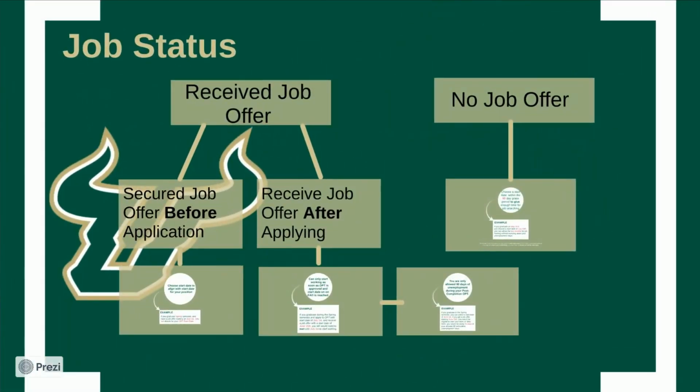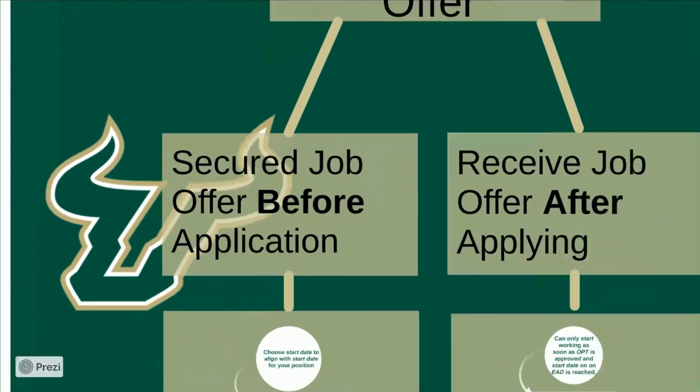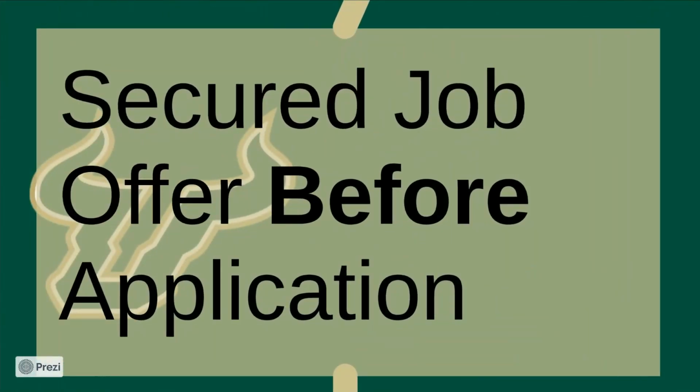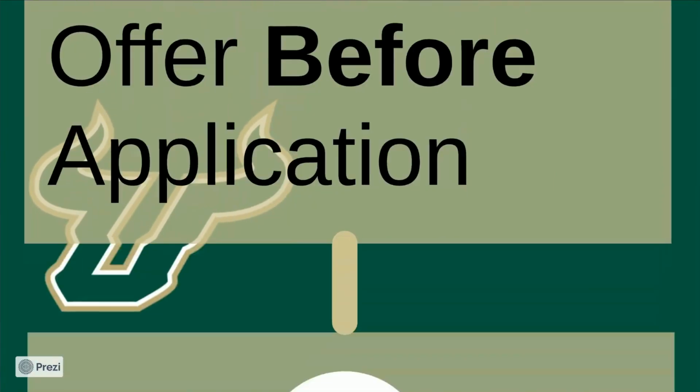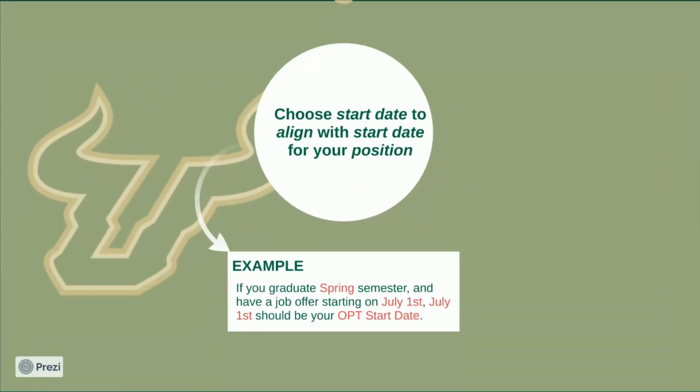The first factor you need to consider when choosing your start date is your job status. If you have secured a job offer before putting your application in, you may choose your start date to align with the start date of your position. For example, if you're graduating during the spring semester and have a job offer starting on July 1st, you should choose July 1st as your OPT start date.